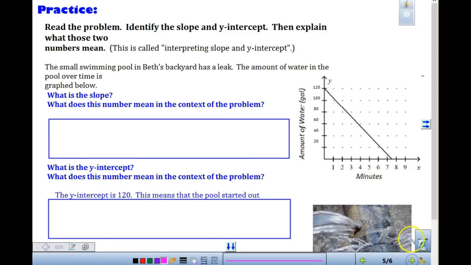Okay, this last one's a word problem. So if I could have Treasure, could you read, starting at the small swimming pool? The small swimming pool in the backyard of the lake. The amount of water in the pool over time is graphed.